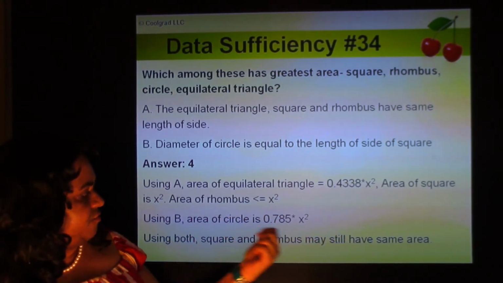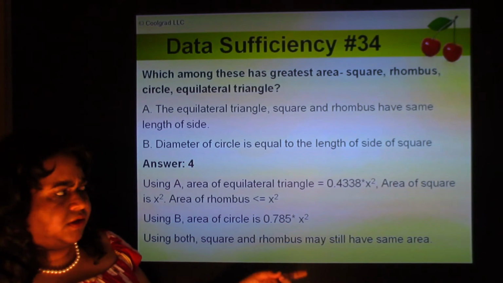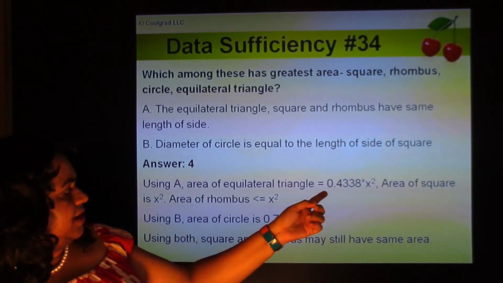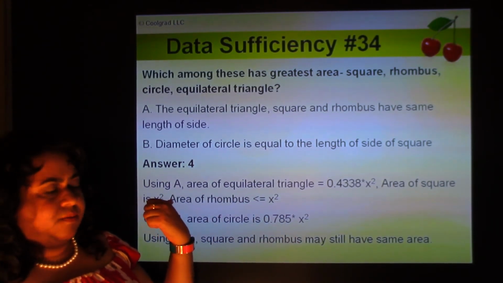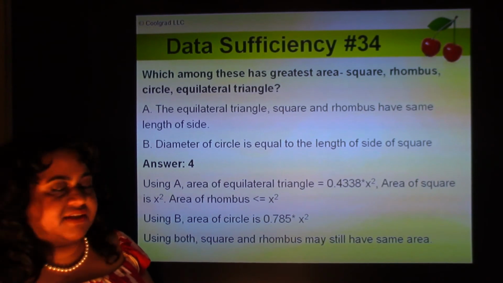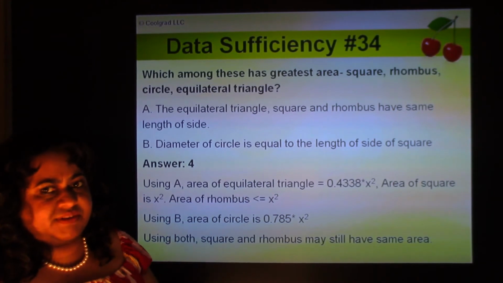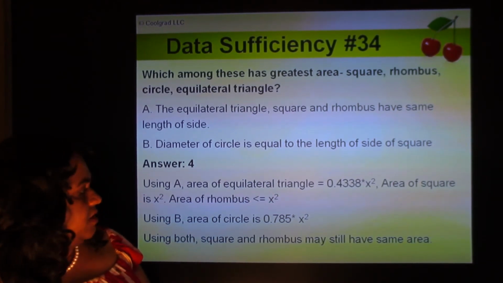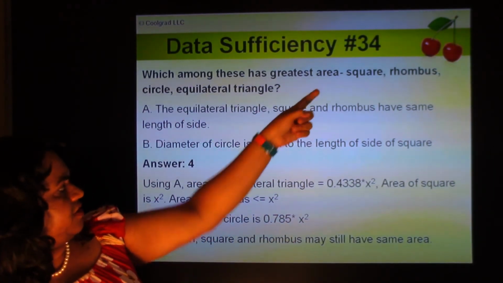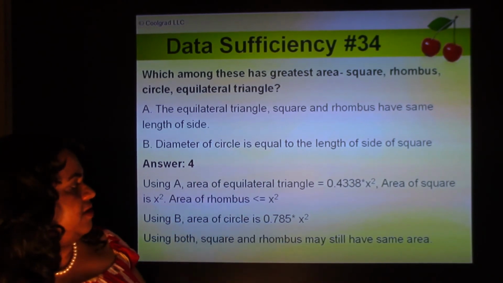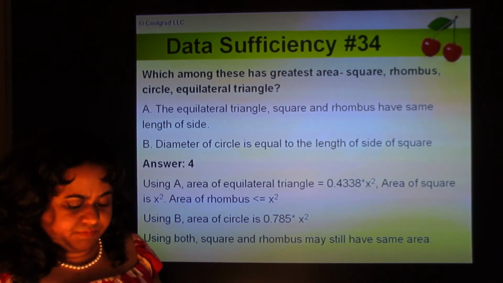So now we can compare these four figures, right? Using either statement alone, we can't get the answer, but using both the statements together, clearly the equilateral triangle and the circle are smaller than the square, but we don't know if the rhombus is the same size as the square or smaller than the square. So if the rhombus and square are equal size in area, then both have the same greatest area, otherwise it's a square. So using both the statements together, we still can't arrive at a unique solution. So we pick option 4.